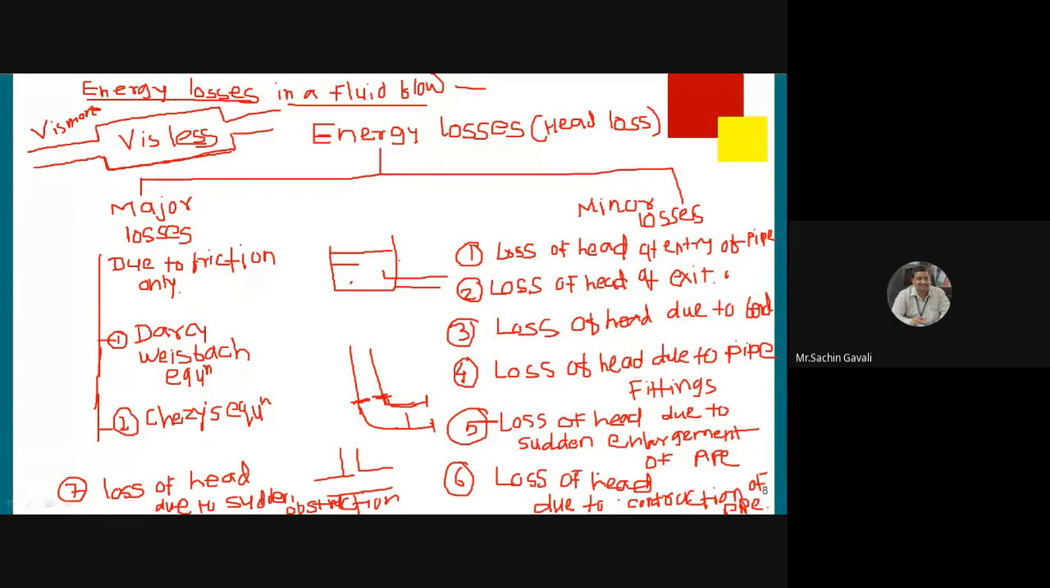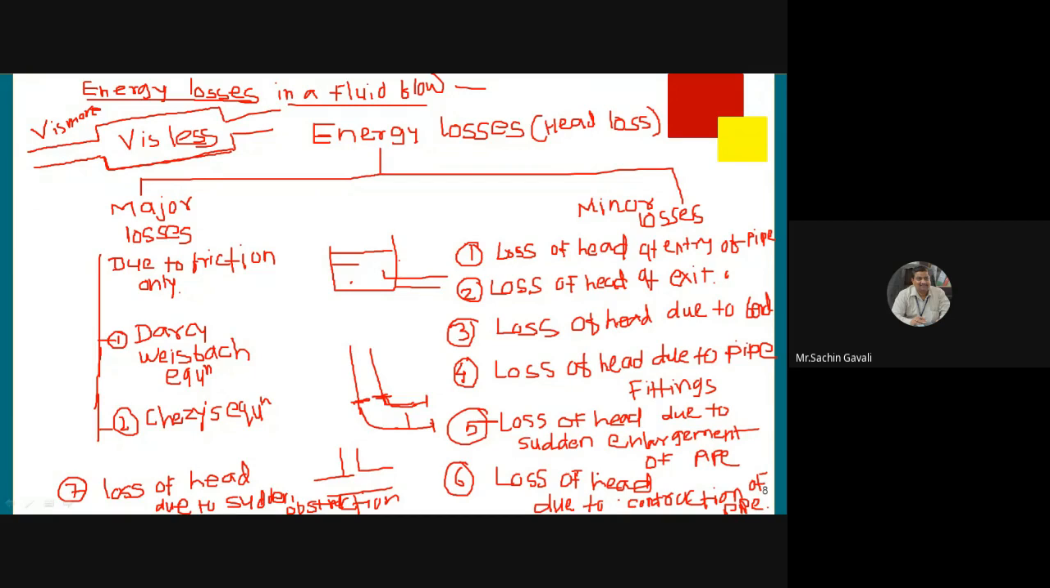So these are the different energy losses that occur in the pipeline. So again I will repeat, energy losses are classified into two categories. One is major losses and another is minor losses. Always we have to consider major losses. Minor losses, if you want accuracy, we have to consider minor losses. Means major plus minor. Always compulsorily we have to take major losses. Minor losses are optional for us.